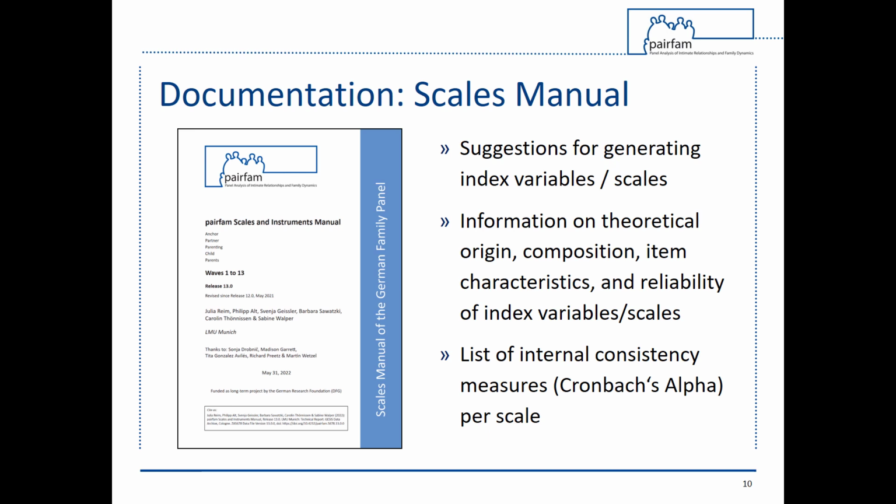What is included in the Scales and Instruments Manual? The Scales and Instruments Manual contains suggestions for generating index variables and scales. It gives information on the theoretical origin, composition, item characteristics, and reliability of index variables and scales. Furthermore, it lists Cronbach's alpha of each scale and offers an extensive bibliography of the different concepts. The scales are not included in the data. However, syntax files are provided for Stata and SPSS in the scientific use file for easy reconstruction.